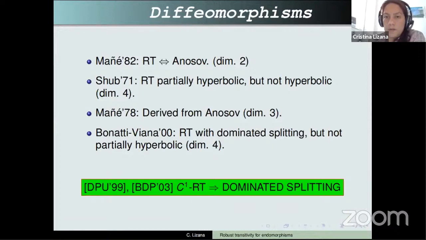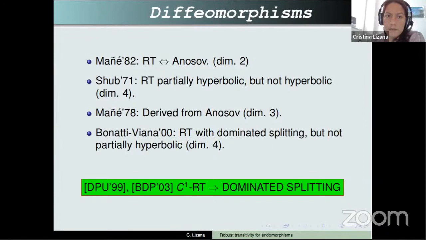Mañé's example, derived from Anosov, is very well known and is in dimension 3, and the Shub example is in dimension 4. So I'm trying to relate the notion of robustly transitive with some behavior in the tangent bundle. There is another, a little bit more recent example, from 2000, Bonatti and Viana. They show a robustly transitive diffeomorphism that is not partially hyperbolic, but the tangent bundle admits a splitting that is called dominated splitting. So you decompose the tangent bundle in the direct sum of two subbundles, where you don't have uniform contracting and expanding behavior, but one of them dominates the behavior of the other.